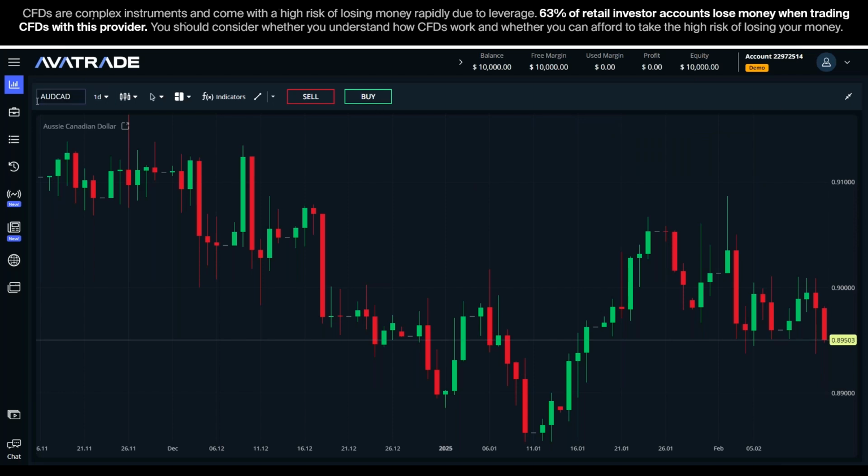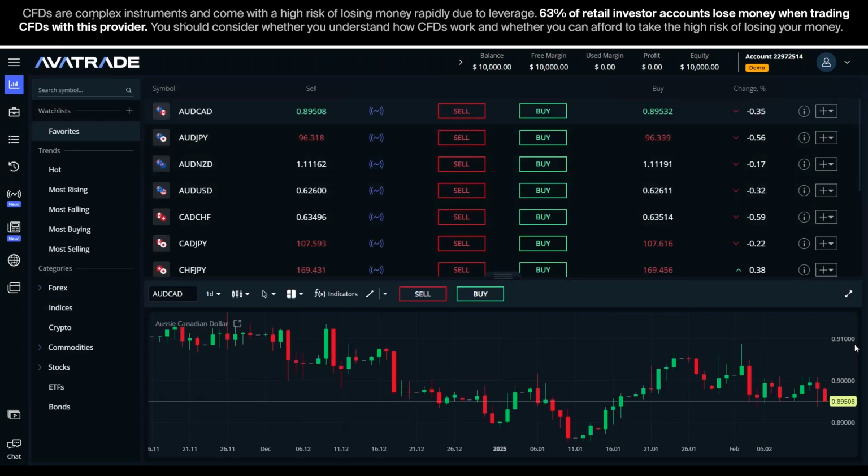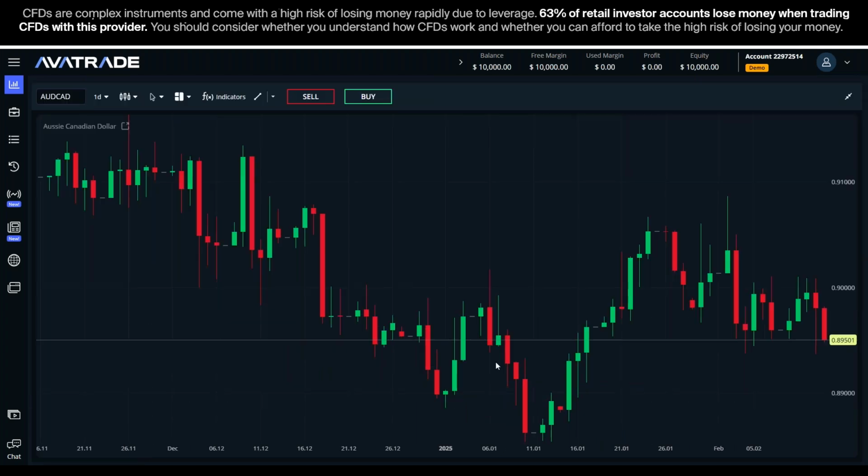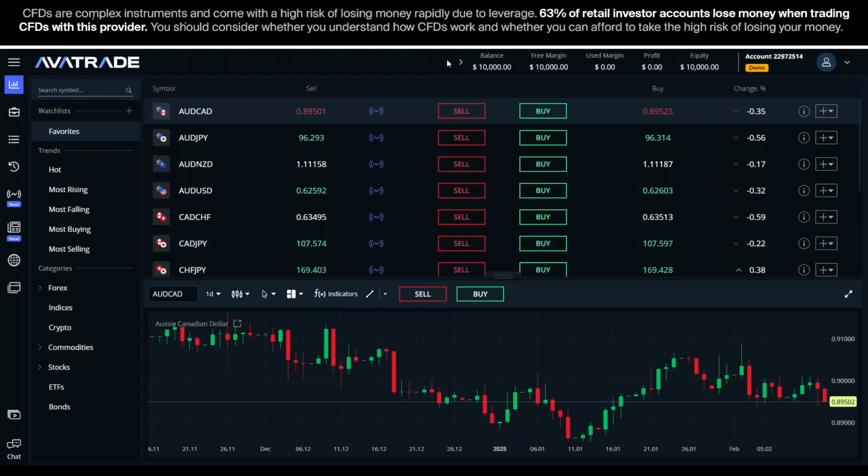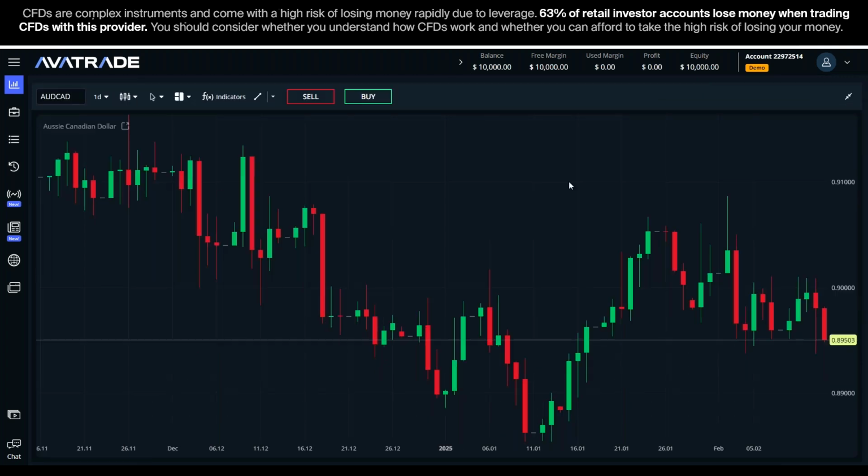So at the moment, we're looking at Australian Canadian, and this is the web trader. For whoever is not familiar with this platform, it's embedded in our website. It's very easy to get to here just by logging in with your email and password into AvaTrade, into our website. Now, usually it may look like this. As you can see, we can expand or minimize the chart just by clicking here on the two arrows, and then you can see that the chart was expanded and the list is no longer on the screen.